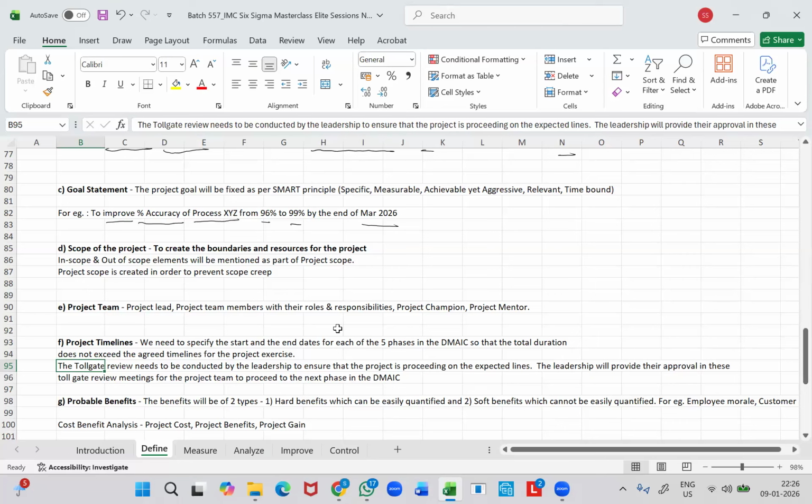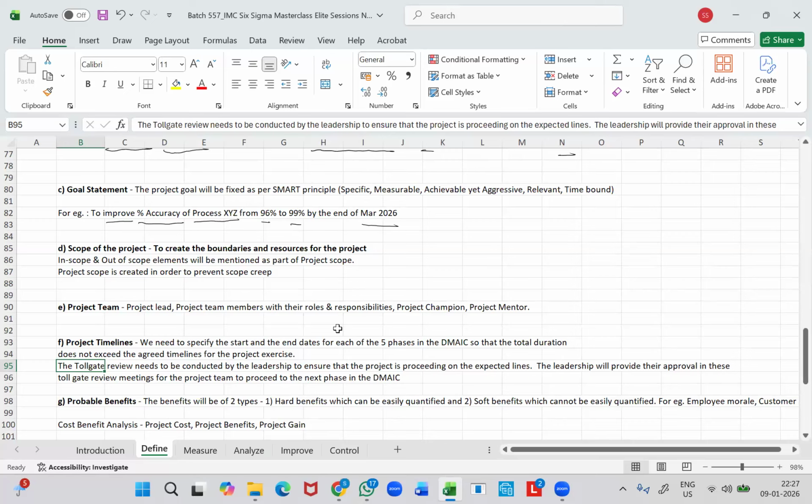So we are going to have a meeting with the leadership at the time of presentation of this project charter document. Then at the end of the measure phase, we are supposed to have the tollgate review with the leadership again. And then end of the analyze phase, tollgate review. End of the improve phase, tollgate review. And the final presentation will be done after the control phase gets over. So this is going to be the sequence of the review meetings that we will have with the leadership team.